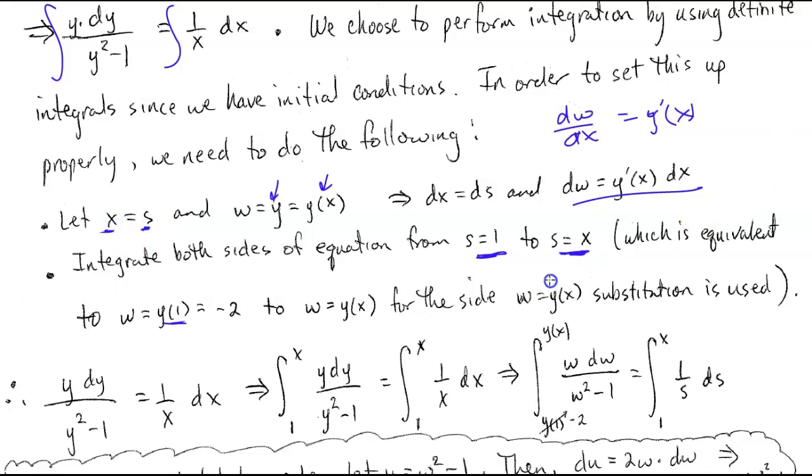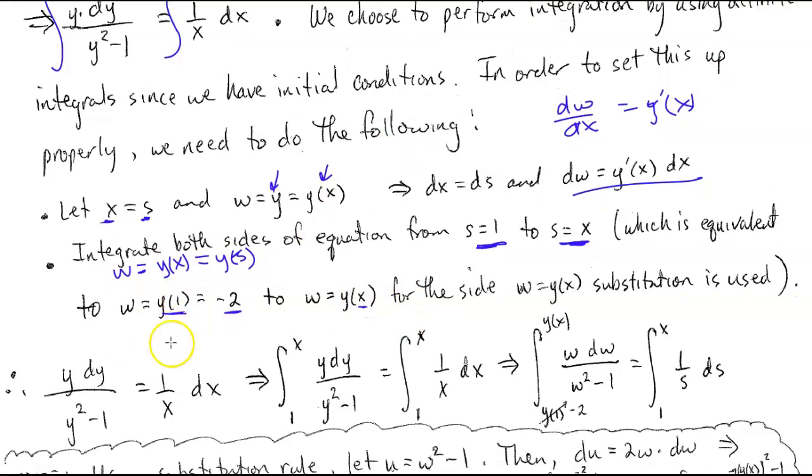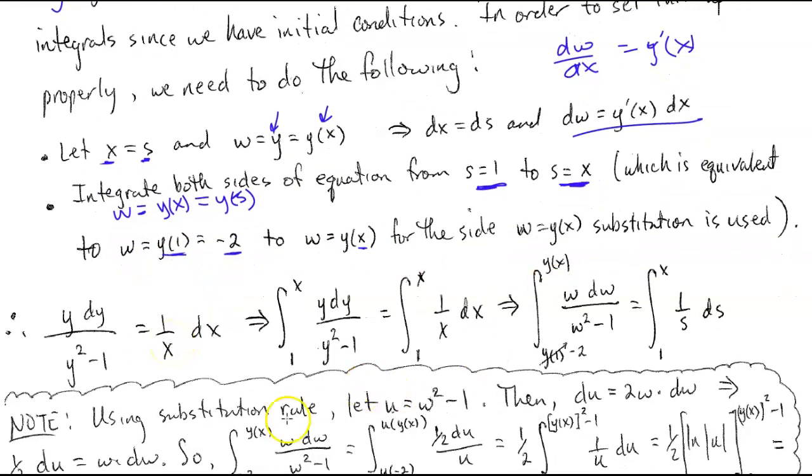So my point here is that w is equal to y of x, but that's the same as y of s. So I can plug in s to be 1 here, and I know that y of 1 is equal to -2. And of course, here when s is equal to x, plug in x into y of x, it's just y of x. Okay.